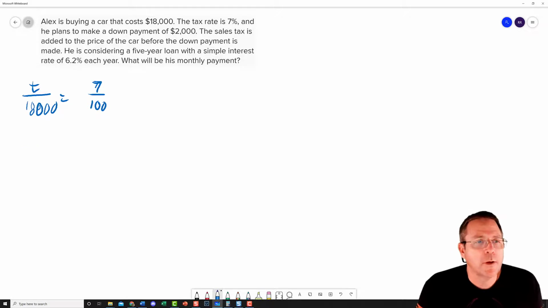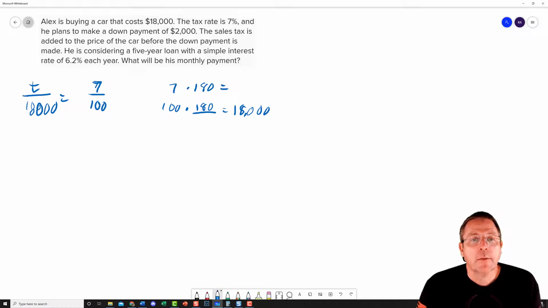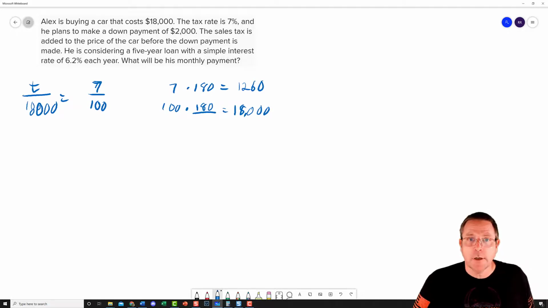So I'm instead going to say, well, 100 times what number is going to equal 18,000, and the answer of that is going to be 180, because 100 times 18 is 1800. 100 times 180 therefore will be 18,000. If I do it on the bottom, I have to do it on the top. 7 times 180 is going to be our first shot. That's going to be 700 plus 560, which is going to end up giving me $1,260. If I did it right in my head, let me check it.